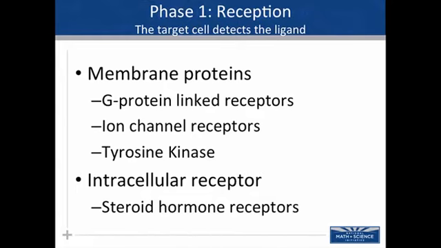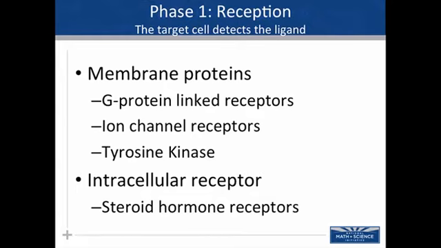In phase 1, the membrane proteins, it could be a G protein linked receptor, it might be an ion channel receptor, or it could be a receptor like tyrosine kinase. Those are embedded in the membrane. And then there are some receptors that aren't even in the membrane. They are instead located inside the cell and are called intracellular receptors. And that's a typical way for a steroid hormone to work.